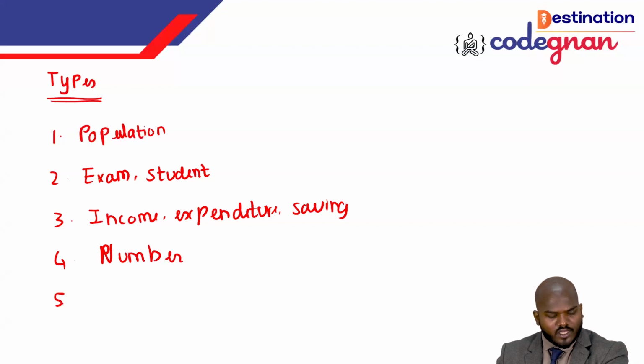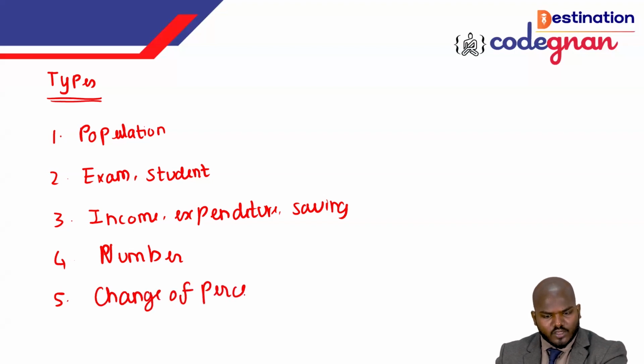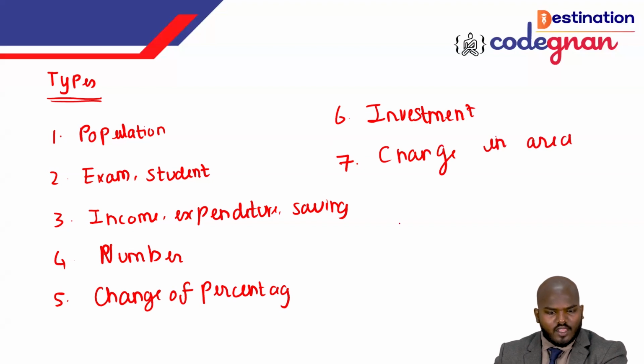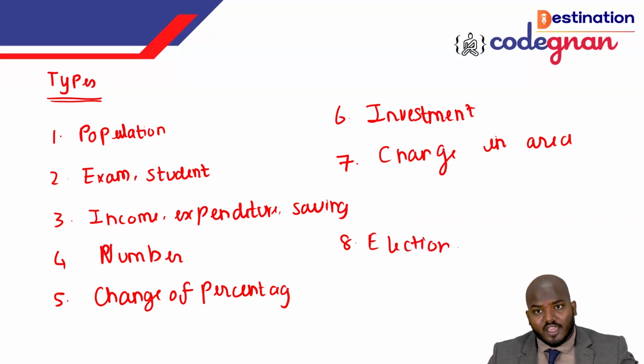And the fifth one we can call change of percentage. The sixth one I can call investment. The seventh type of questions we can call change in area. And the eighth one I can call election. So this is how we can derive the types of methods here.